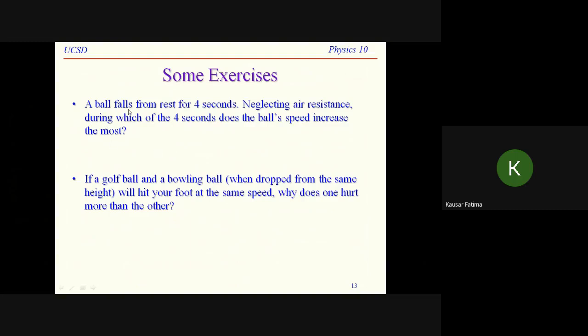Read them. A ball falls from rest for 4 seconds, neglecting air resistance. During which of the 4 seconds does the ball's speed increase the most? Of course, the last second, because speed increases by 10 meter per second every second. So in the 4th second its speed will be 40. Initial speed will be 0 because the ball is dropped from rest.